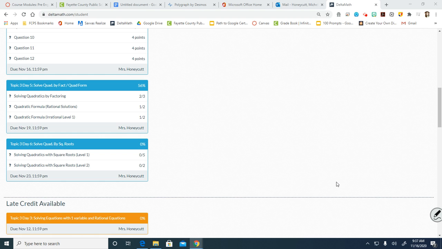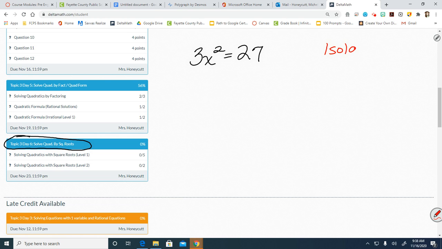Everybody. Today we are going to be talking about topic 3, day 6, which is solving quadratic equations by taking square roots. So in your earlier math classes, you may have seen problems like 3x squared equals 27. And so you were asked to solve for x, and the idea was to get it to a point where you could take the square root of both sides if you only have one thing that is squared. So the first thing that you had to do was you had to isolate the squared term.